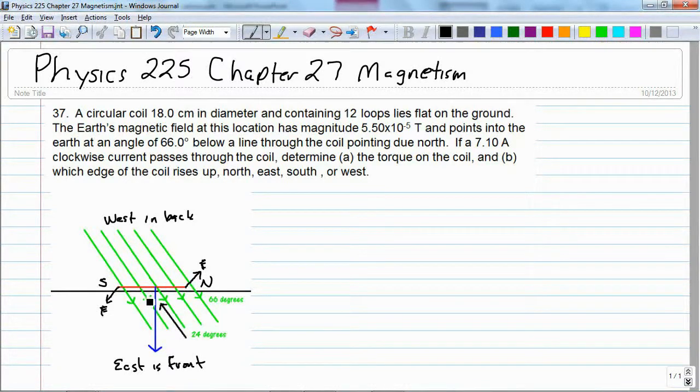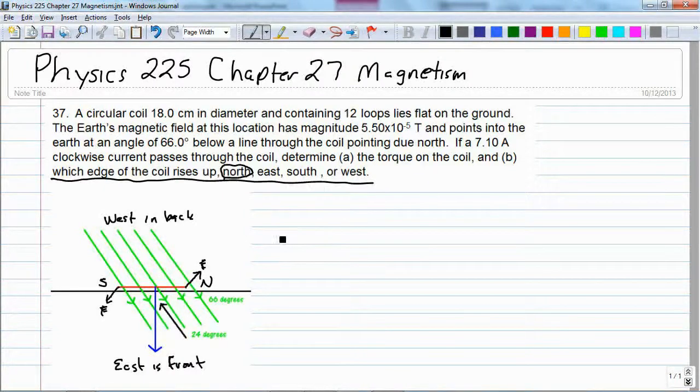So this answers our question as to which side is going to rise up. Due to our forces, this is going to basically pivot on the ground. This is going to want to rise, and so the north side is going to want to rise.